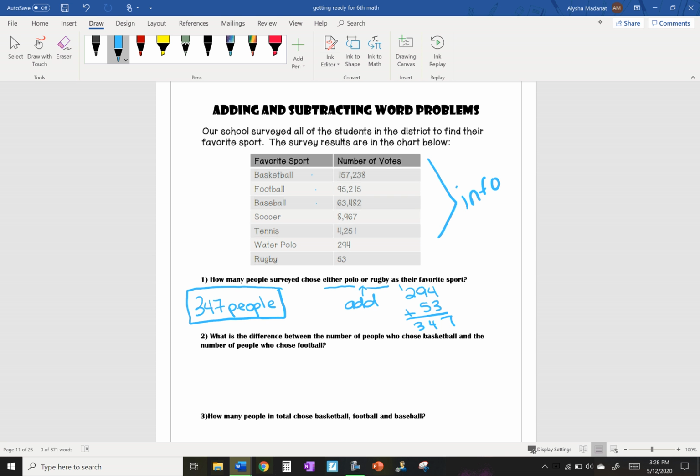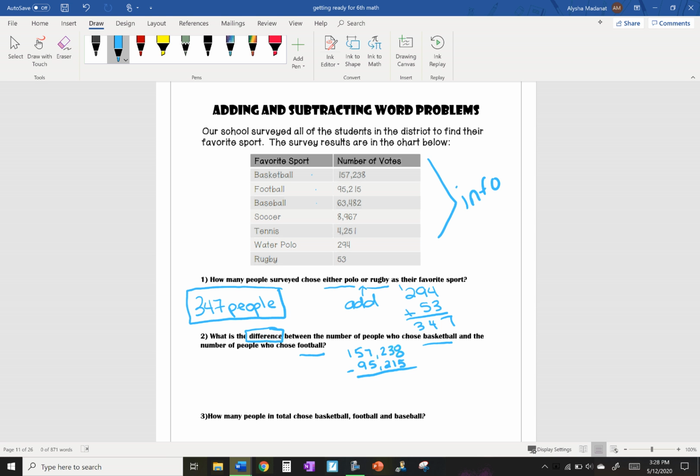Number 2, what's the difference between the number of people who chose basketball and the number of people who chose football? So your key phrase is going to be difference. So we're looking at basketball and football, and because it's difference, we're going to subtract. Basketball has the bigger number, so 157,238 is going to go on top, and we're going to subtract football, which is 95,215.